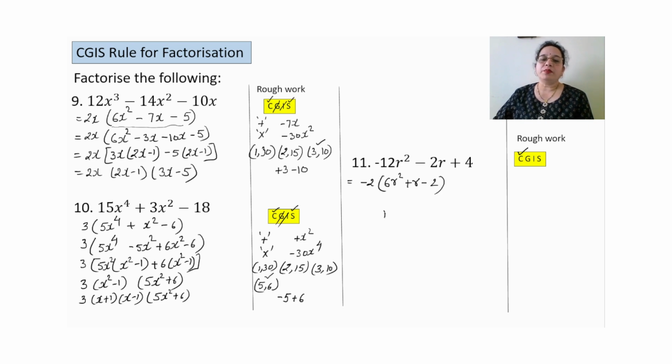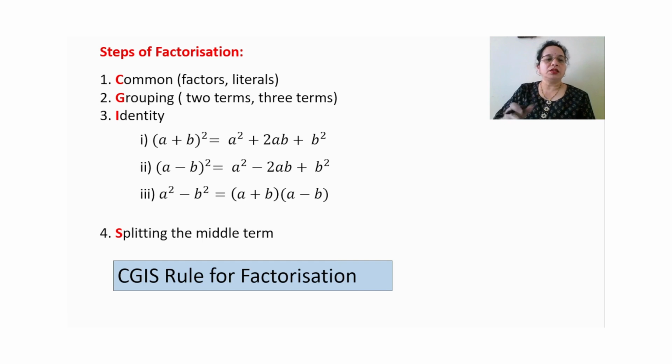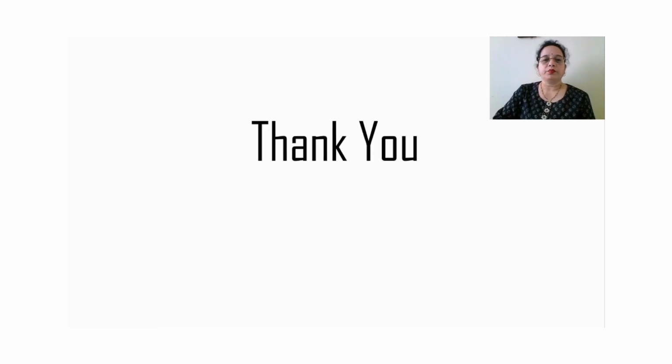Now the further step is your homework. Just try to complete this, solve this bracket number 1 part so that you will get the factors. We will go for splitting the middle term. So this is a CGIS rule, already I have explained to you.